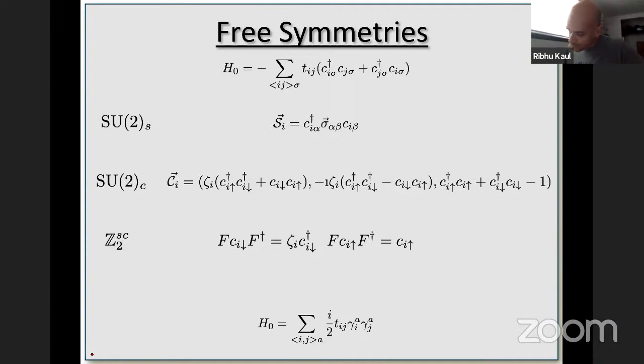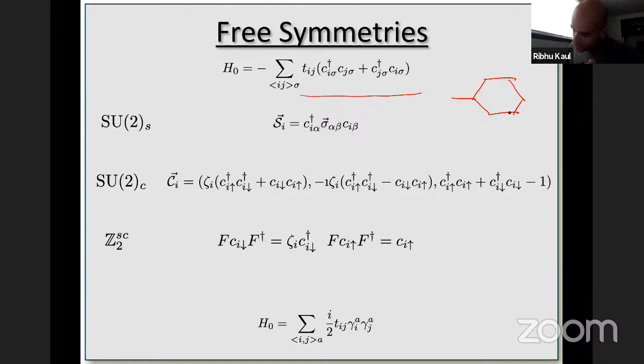Okay, so, we have tight binding models, like the one in graphene, where you have a honeycomb lattice and you have electrons hopping, and they have spin up and spin down. So now you can ask, what are the symmetries of the system? So, they're the usual symmetries like translational symmetry, rotational symmetry, time reversal, but there are also these important internal symmetries.